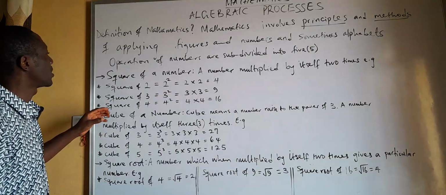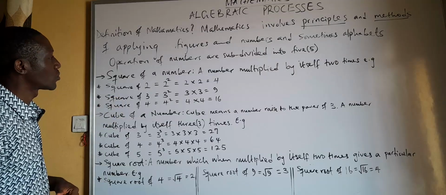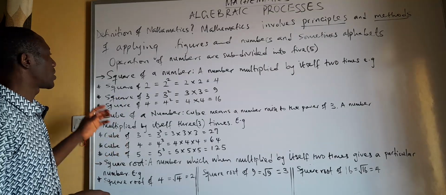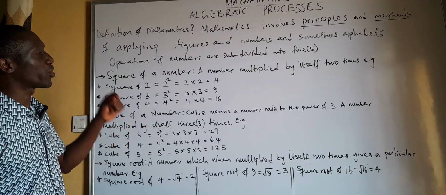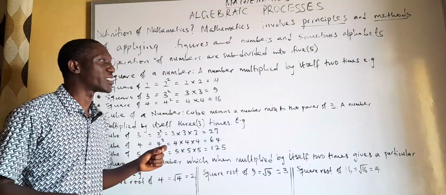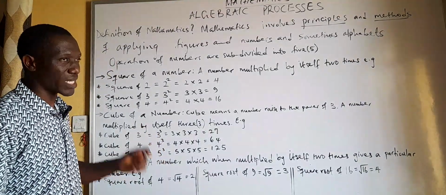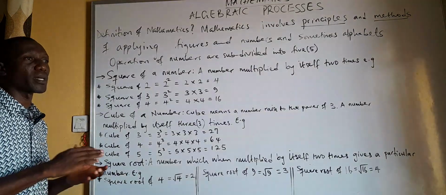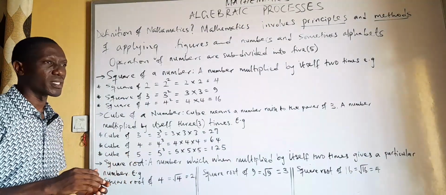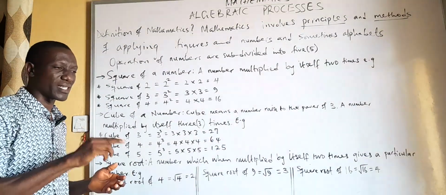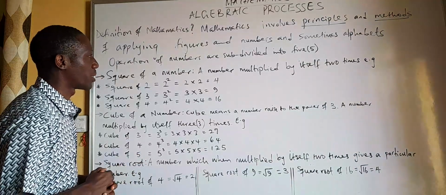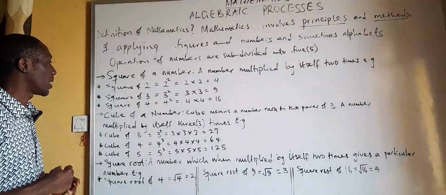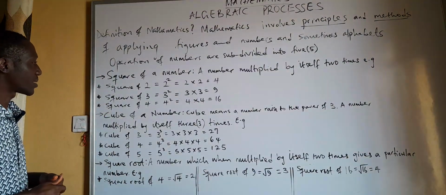The first one is square of a number. When we say square of a number, that means a number multiplied by itself 2 times. A number that is multiplied by itself, that same number multiplied by itself twice. That's what we mean by a square of a number. An example is on the board, as you can see.